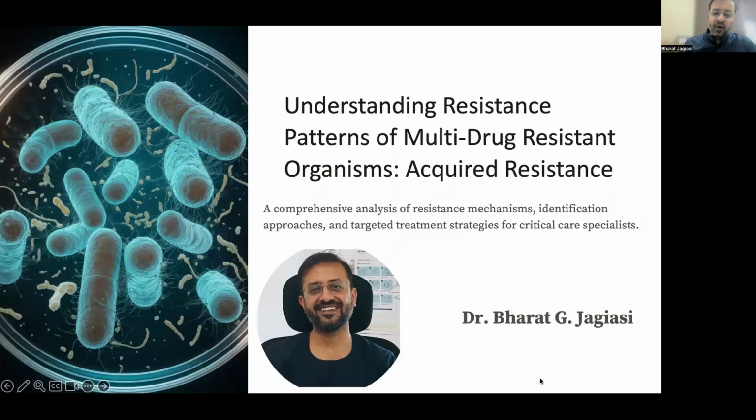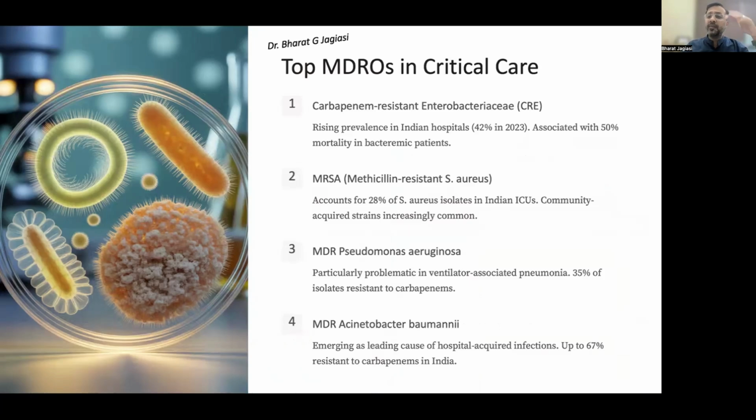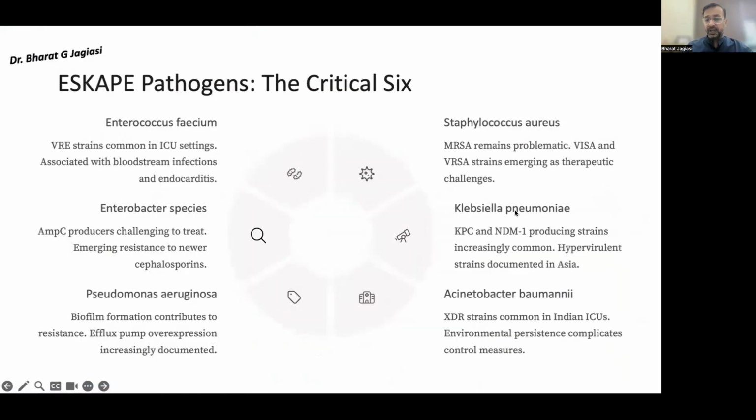So in this whole talk, we are going to have a comprehensive analysis of different resistant mechanisms, identification approaches, and targeted treatment strategies for critical care specialists. So top MDROs in critical care, what we all can think of is carbapenem resistant Enterobacteriaceae, MRSA, MDR Pseudomonas, and MDR Acinetobacter baumannii. ESCAPE are the pathogens, critical 6, and these days it's been critical 7, that is ESCAPE E also has been added. So it could be the Enterococcus faecium, Staphylococcus aureus, Klebsiella pneumoniae, Acinetobacter baumannii, Pseudomonas aeruginosa, Enterobacter species, and the extra E which has been added covers E. coli.